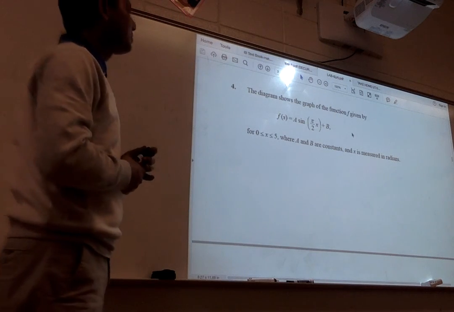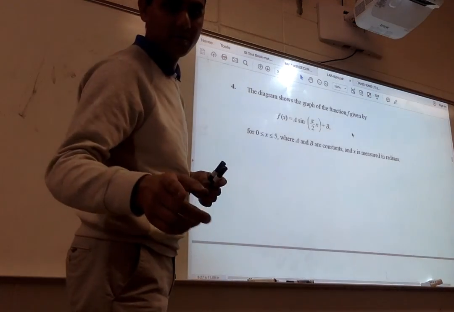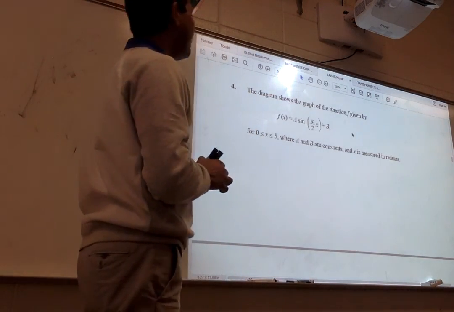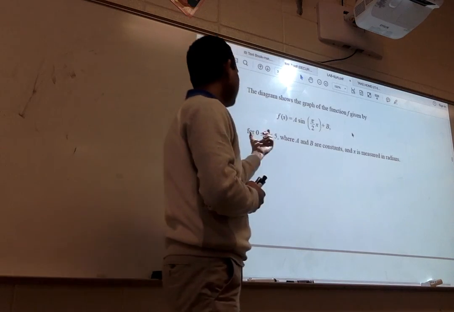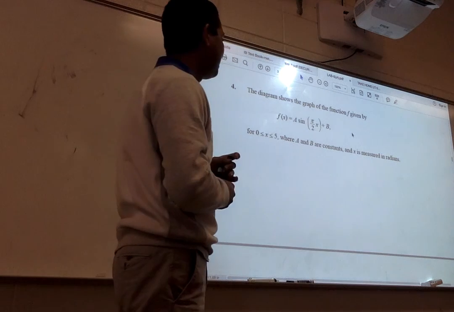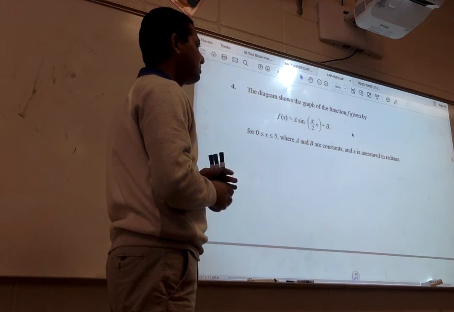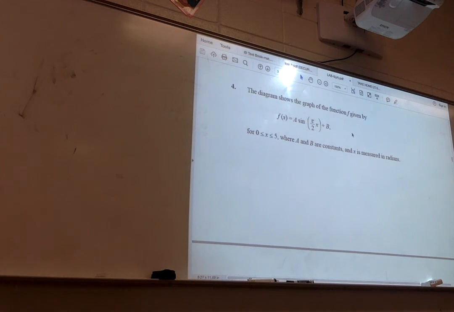So the diagram shows the graph of the function f given by f of x is equal to a sine pi over 2 x plus b, for the limit 0 to 5, where a and b are constant and x is measured in radians. I guess the first few are very easy.